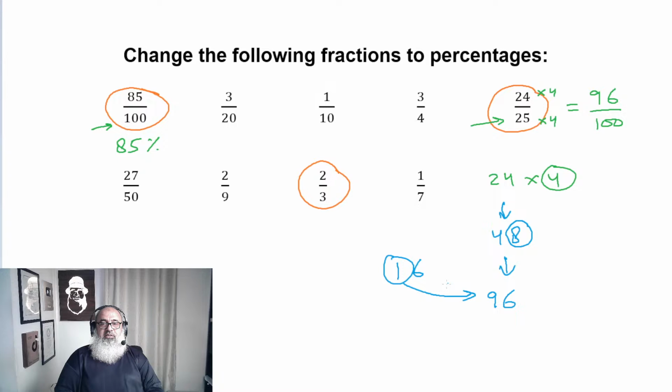Okay, so we have 96 over 100. So the denominator is already 100 now. The answer is the numerator, that is 96%. Okay, the last one, 2 over 3. Now we know that we cannot find a number that we multiply by 3 to get 100. So we cannot make this denominator 100 easily. So what we do is we multiply the fraction by 100 to convert it to percentage. So this will become 200.